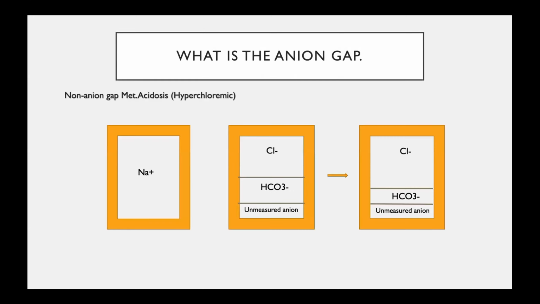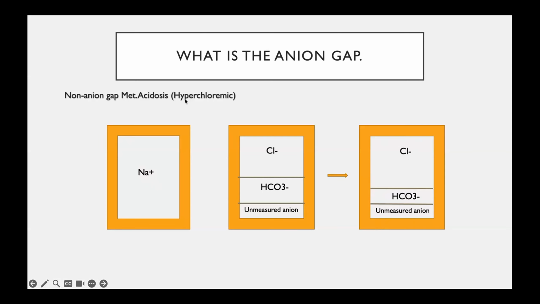So how does the body do this? I have put in some pictures showing how non-anion gap metabolic acidosis occurs in the body. You can see the positive ion is sodium, equal in amount to the negative ions: chloride, bicarbonate, and unmeasured anion. This is normal. What will happen in non-anion gap acidosis? Bicarbonate goes down, but chloride will come and fill that level. So the unmeasured anion is the same, bicarbonate is low and chloride is a bit high.